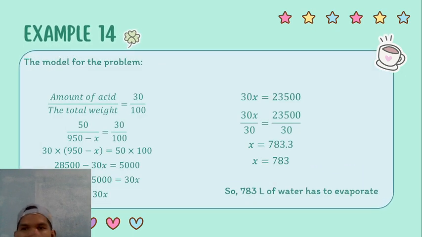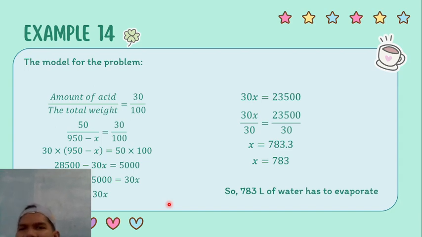Next, the model for the problem is amount of acid divided by the total weight equals 30 per 100. We substitute the values, so we get X is 783.3, or 783. So 783 liters of water have evaporated.